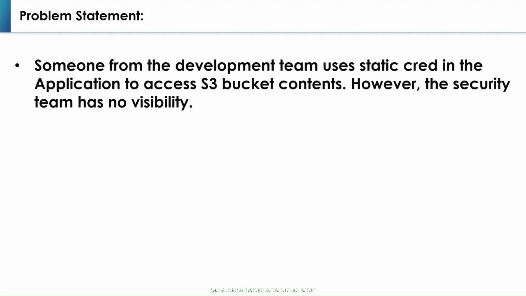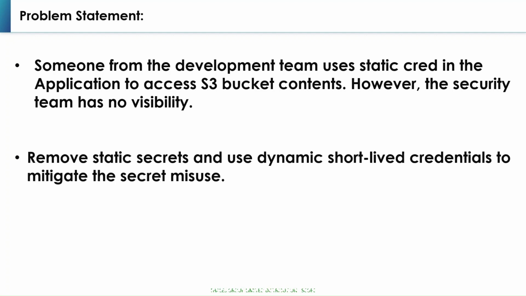The problem statement is that someone in the application team is using a static credential in the application to access the S3 bucket content. However, the security team has no visibility as to what types of credentials are being used and where those credentials are stored. The second is that the security team wants to remove the static secrets from this environment and also cross-validate once these secrets have been removed, and wants the application team to use short-lived dynamic credentials to mitigate secret misuse or secret breach. And the third is to solve secret zero.